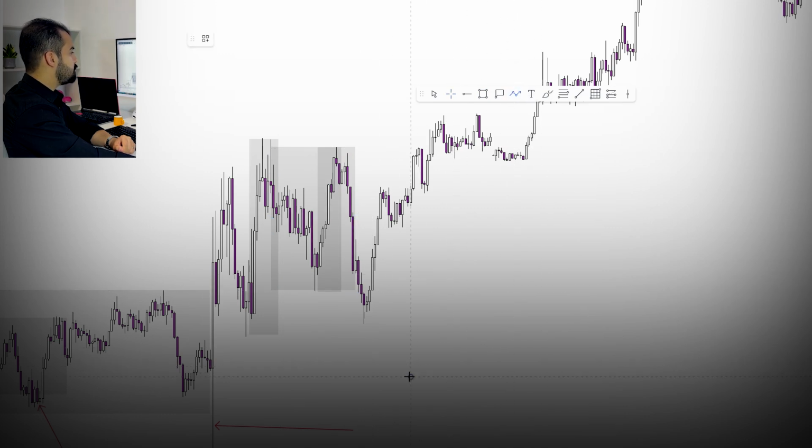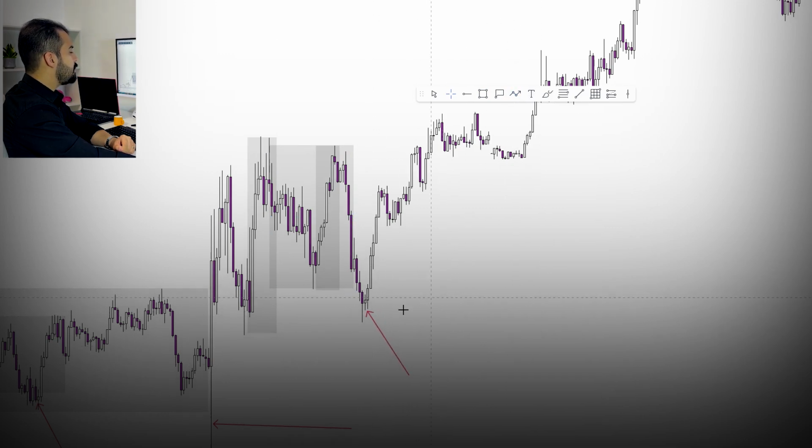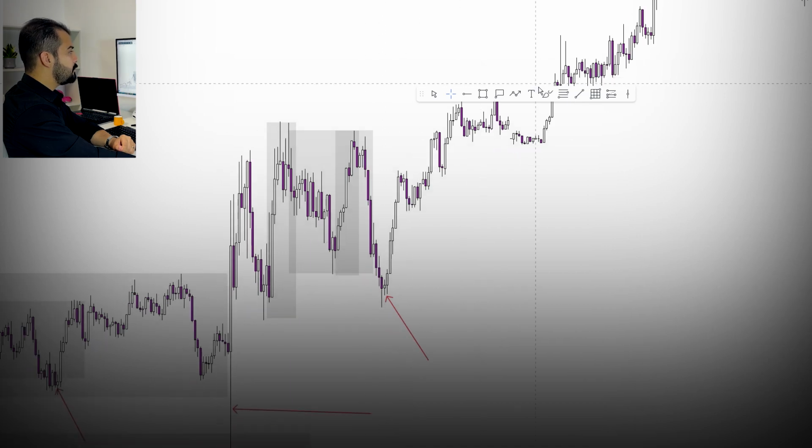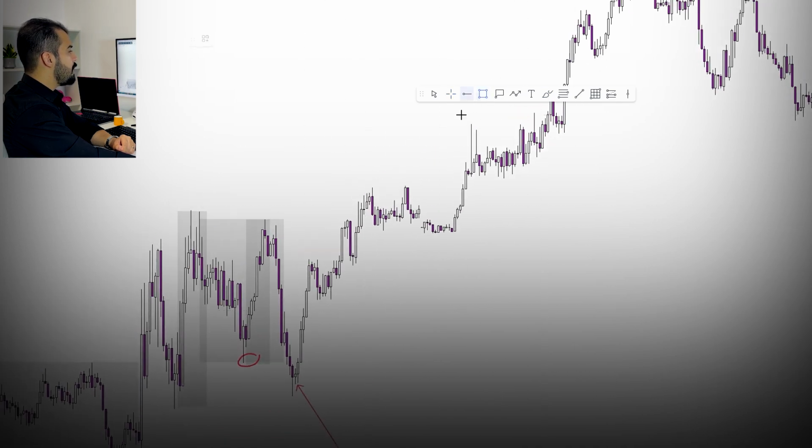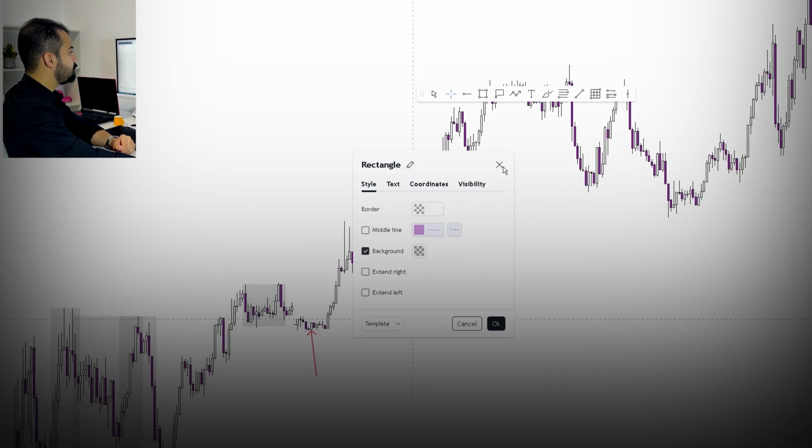And this can be counted as a liquidity hunting, as it hit below this low, and what happened? Boom. Continuing here, liquidity hunting, boom.